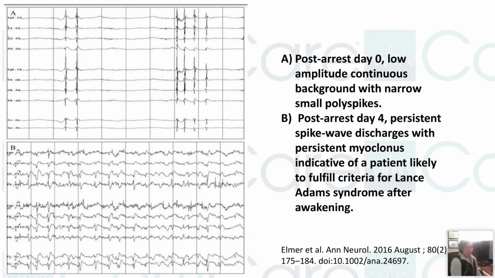Another example here is day 0. Low to moderate, I wouldn't call them low to moderate amplitude, narrow small polyspikes and attenuated background. And on day 4, the spike wave discharges with myoclonus continue. So there was no myoclonus happening on day 0, but the myoclonus appears on day 4.